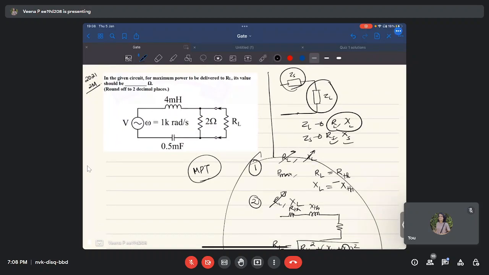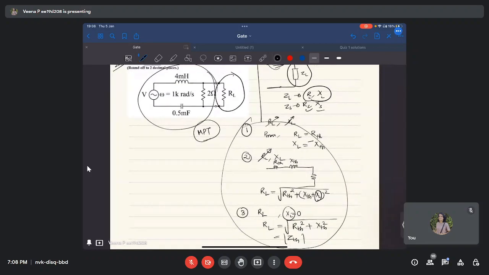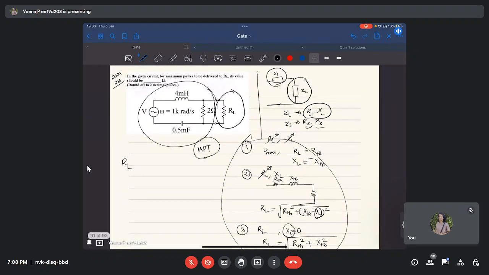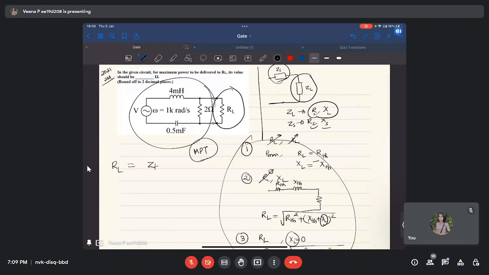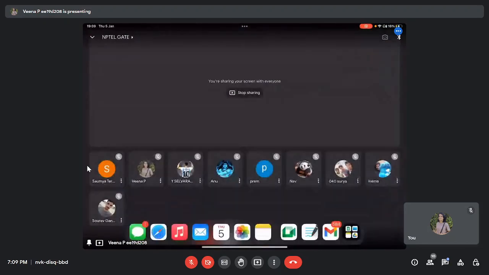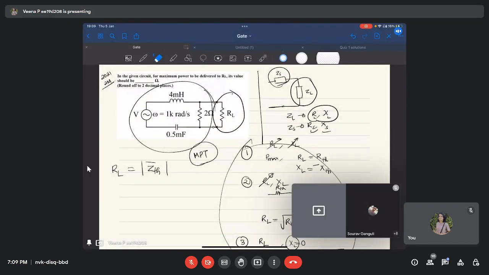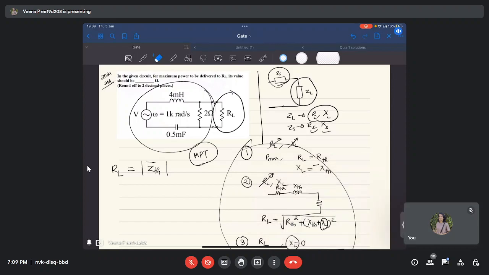So in the given question, your load impedance has only a resistance part. There is no reactance. But your source has both resistance and reactance. So this is case 3. So for maximum power transfer, what should be the value of RL? It is the magnitude of the Thevenin impedance. So in this problem, you just have to find the Thevenin impedance of the circuit. Till this part, is it clear? Or should I explain the three cases once more?